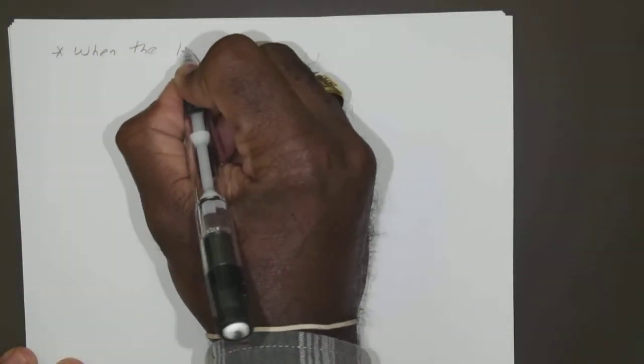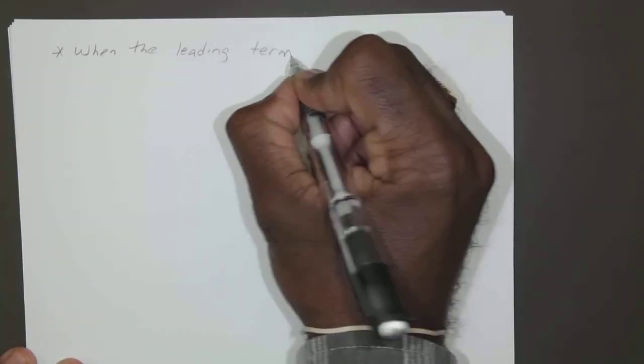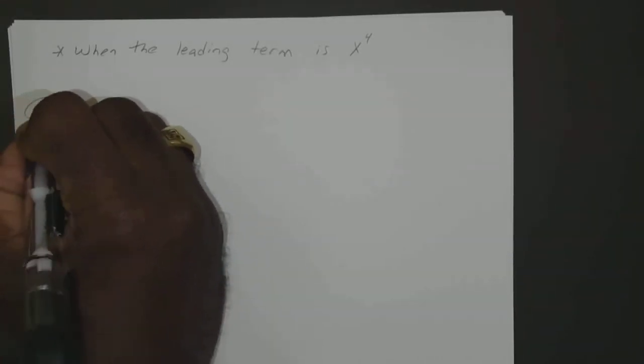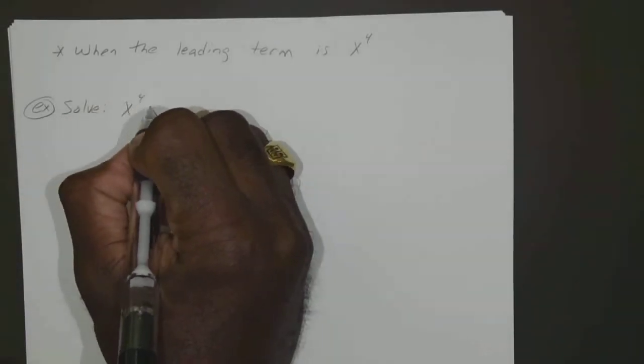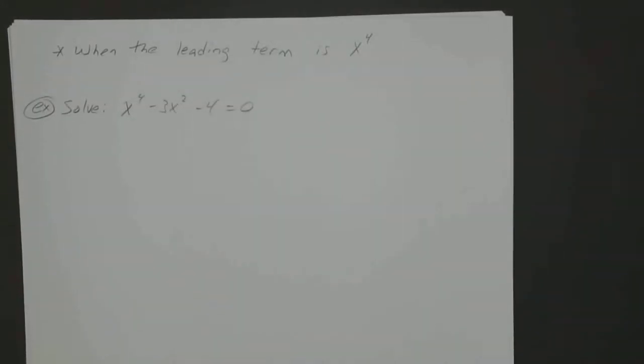Okay, so let's say, for example, if you have a leading term that is x to the fourth power. Okay. So let's say, for example, if we have to solve x to the fourth minus 3x squared minus 4 equals 0.